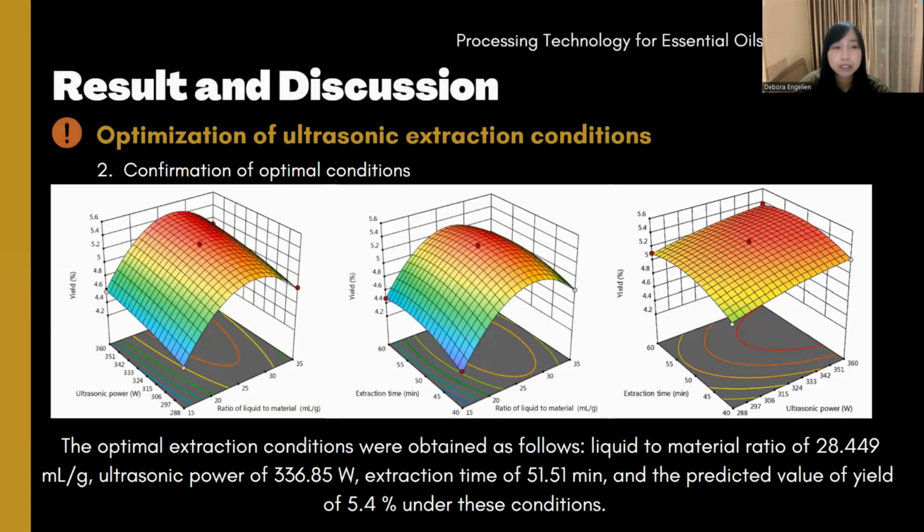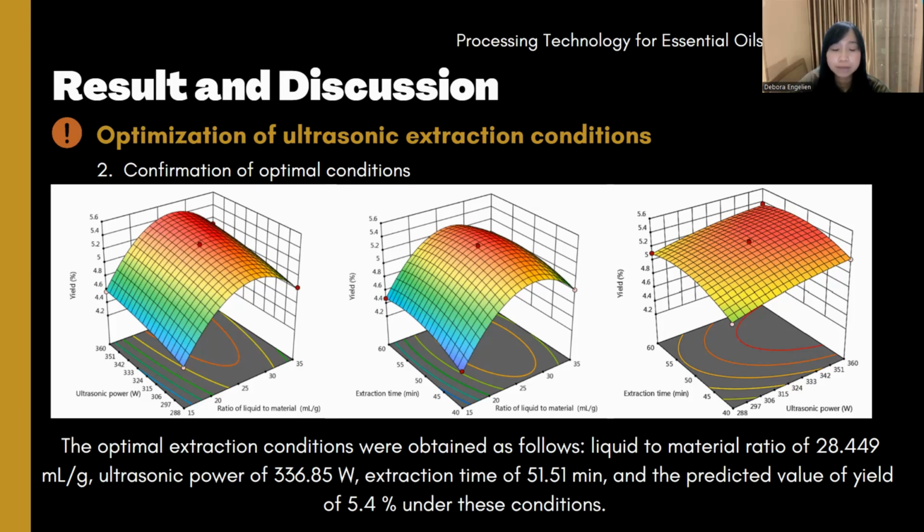And we're gonna discuss confirmation of optimal condition. In this part, the three-dimensional (3D) response surface can be used to evaluate the interaction between the two factors, as shown in the picture on the screen. The part indicates the interaction between liquid to material ratio and others: the first picture on the left shows the interaction between ultrasonic power and liquid to material ratio, the center shows extraction time with liquid to material ratio, and the right side shows extraction time with ultrasonic power.